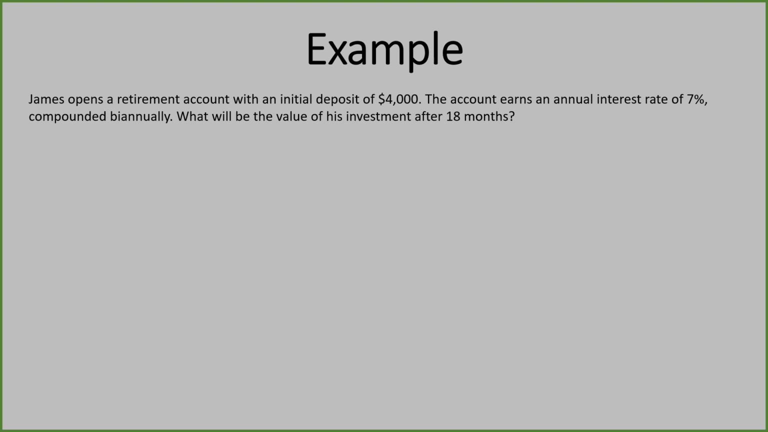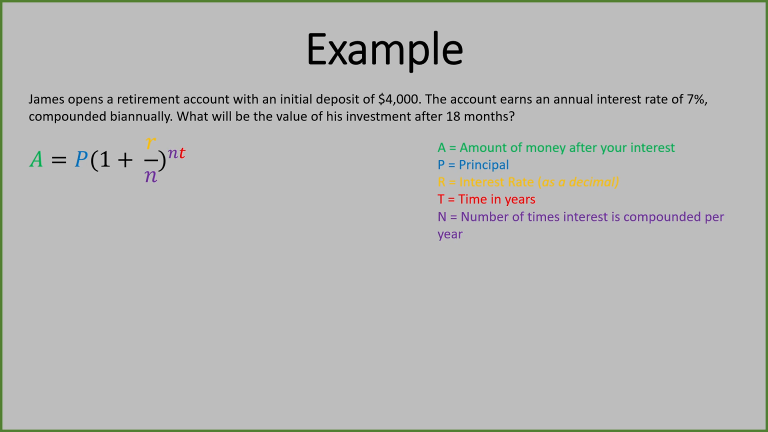James opens a retirement account with an initial deposit of $4,000. The account earns an annual interest rate of 7%, compounded biannually. What will be the value of his investment after 18 months? Let's use the same formula from our last video, and let's include the same cheat sheet.